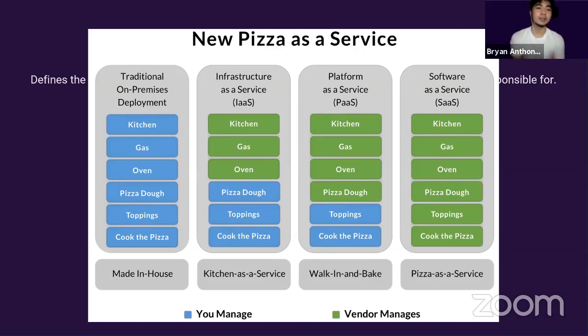So again, let's talk about the on-premise. When you're making a pizza at home, aka on-premise, you would need a kitchen with gas and oven, and you need a pizza dough, which you're going to make as well. And you're going to purchase the toppings, or slice them and put them on the pizza, and then finally cook it. And that's the time when you can eat it.